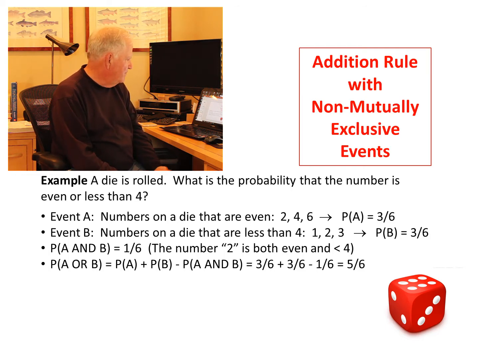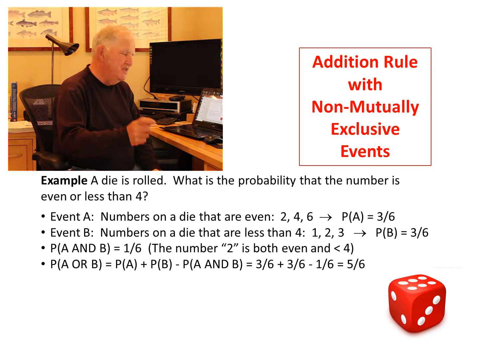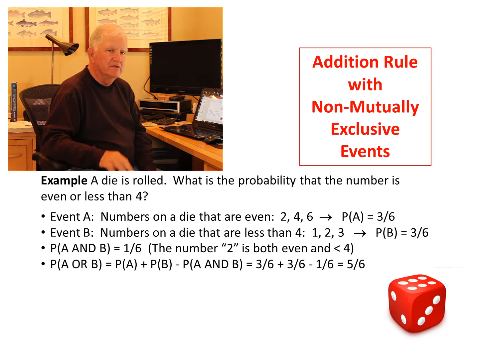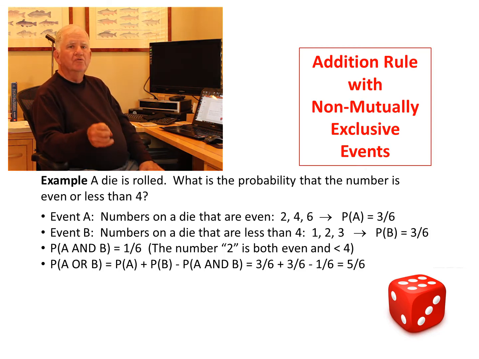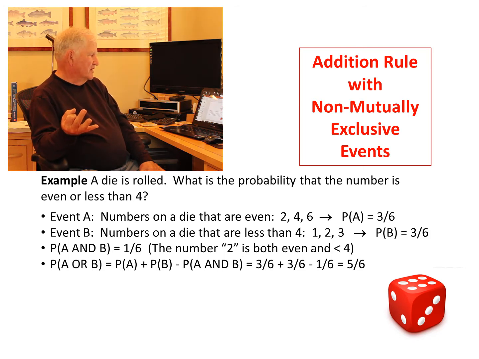Here's an example. Now we're going to roll a 6-sided die. What's the probability that the one number that comes up is both even and less than 4? Well, let's think about that. Let event A be when the numbers on the die are even. Those are 2, 4, and 6. So there are 3 possibilities in event A, and 6 in the sample space. The probability of A is 3/6.